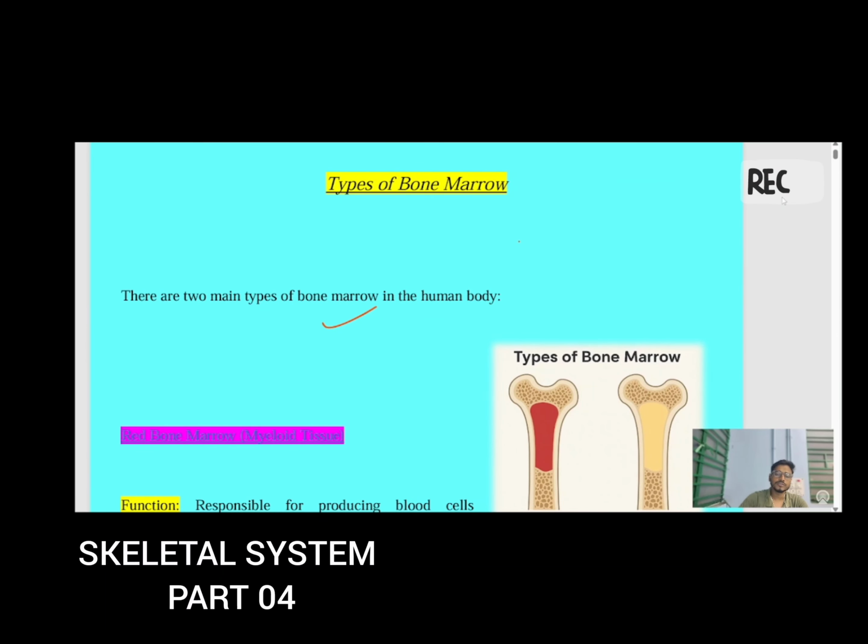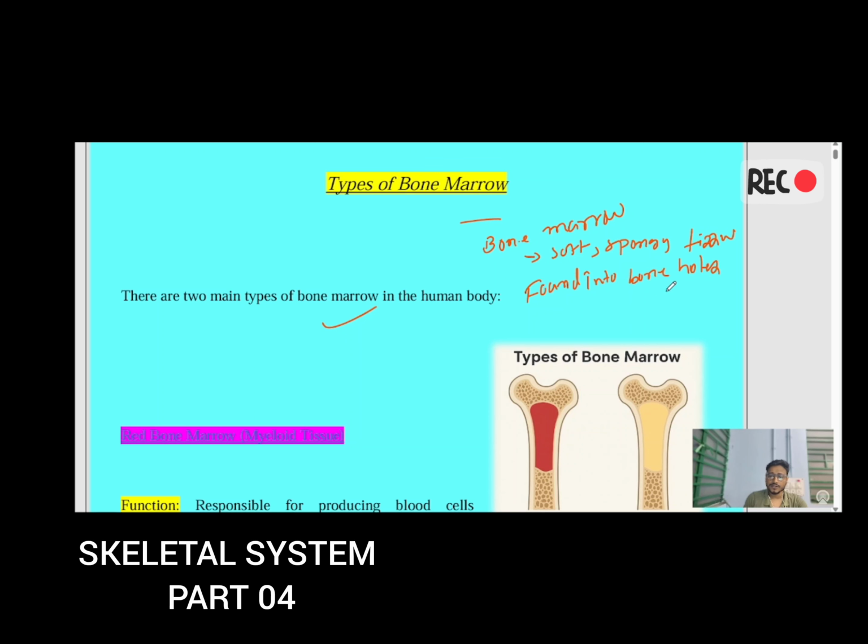What actually is bone marrow? Bone marrow is nothing but a soft, spongy tissue. Where can we find it? We can find it in the holes of certain bones.